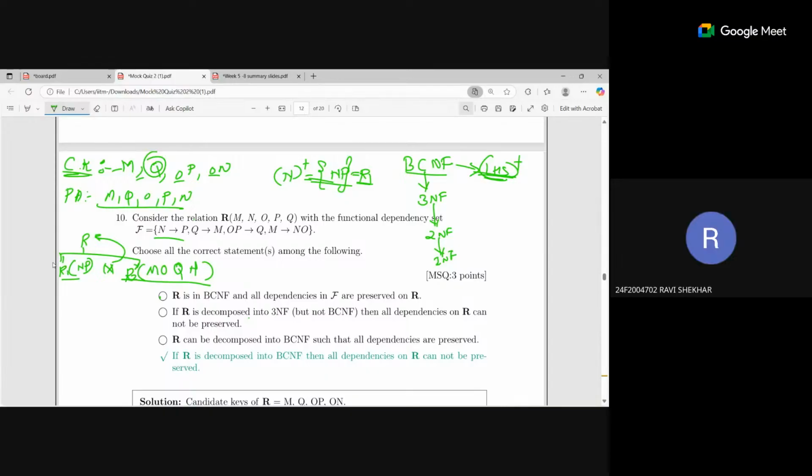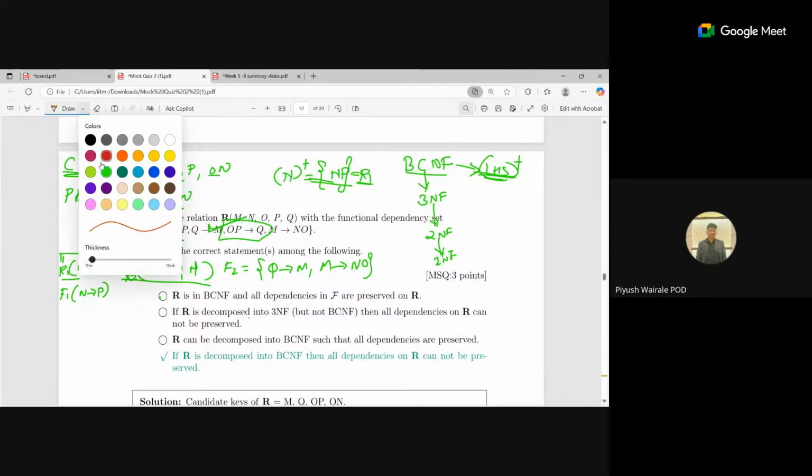Clear, sir. Okay. Now write down the FD F1: N determines P. What about this R2? F2 will be what? Q determines M. P is not there. M determines NO. Right? So what about this FD here? Where can we write this? Because P is not present in R2, right? So we need to check whether this is preserved or not.